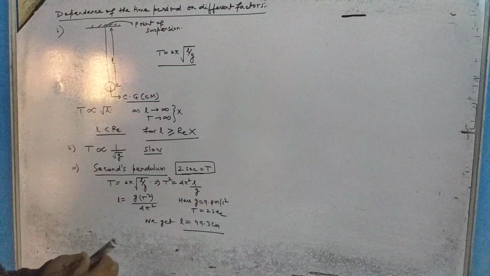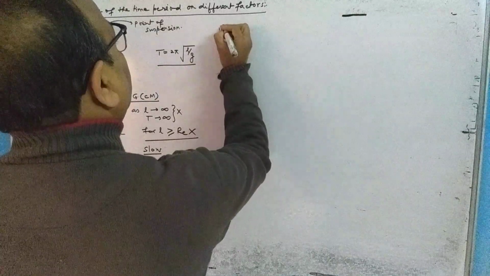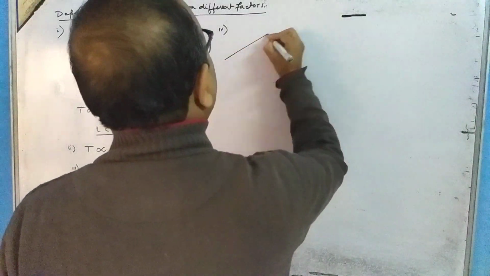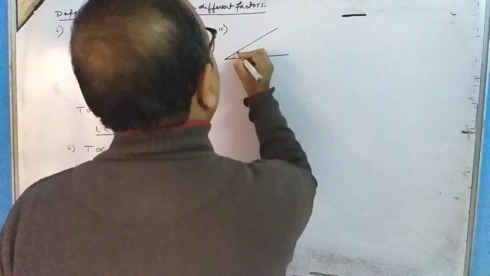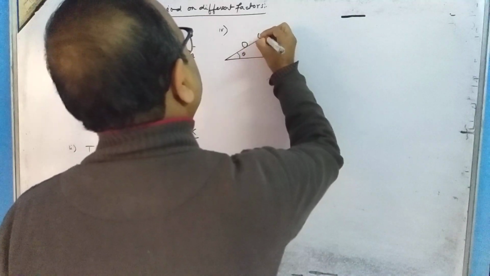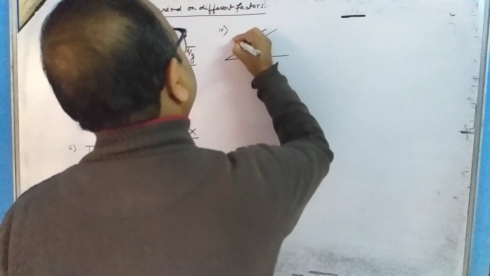Alright, then number 4, suppose there is an inclined plane of inclination theta, and there is a carriage.